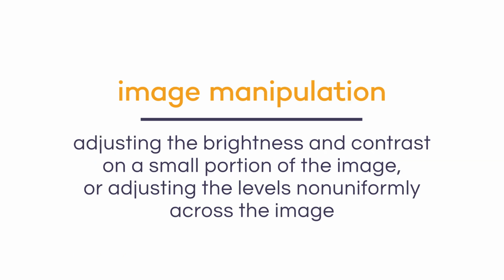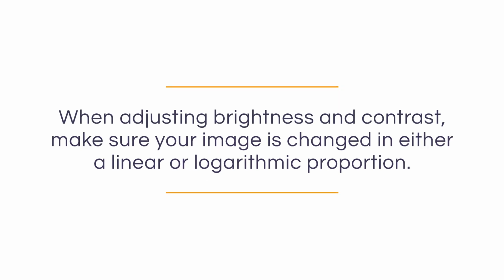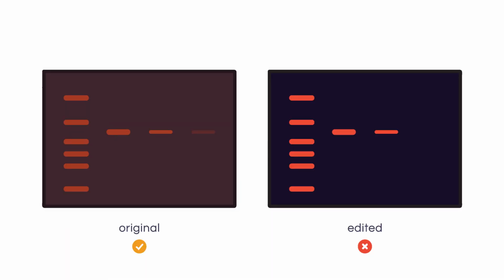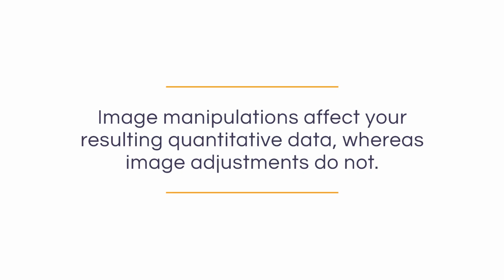However, if you only adjust the brightness and contrast to a small portion of your image, or you adjust the levels in a non-uniform adjustment across the image, well, then you're manipulating it. So when you're adjusting your brightness and contrast, make sure that it's changed in either linear or logarithmic proportion rather than randomly adjusting the pixel values throughout the image. Another example of image manipulation is removing unwanted bands or reducing your background noise. So more simply put, image manipulations affect your resulting quantitative data, whereas image adjustments do not.